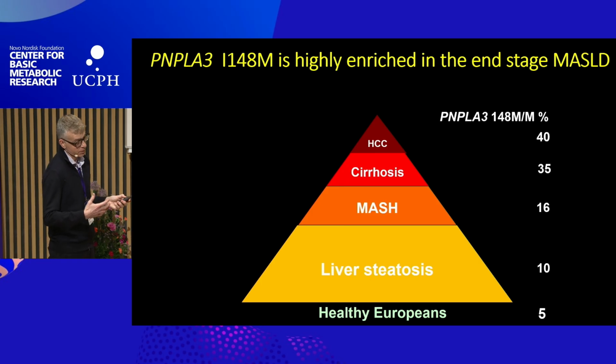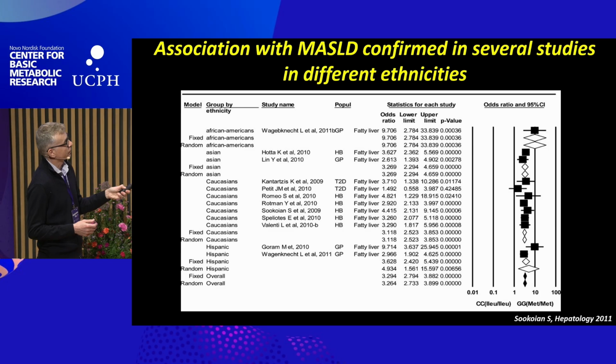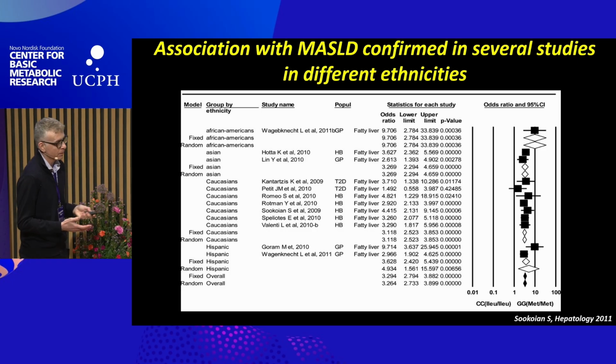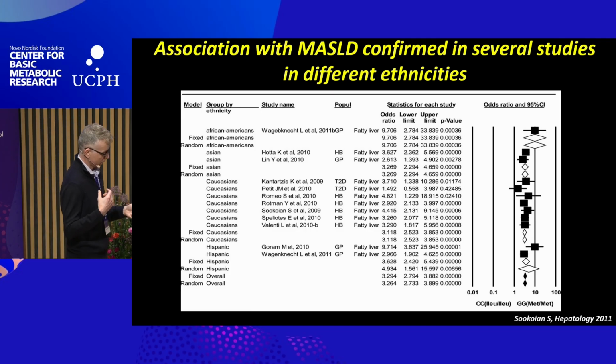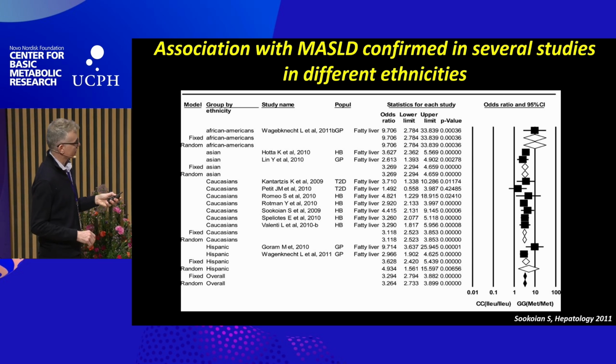And this gives you very large odds ratios for the disease. You see it goes from almost 10 here in these studies, to 4, 3, and these are odds ratios that are very large for a common variant. I mean, this is very unique in the genetic architecture of common disease. If you look at diabetes, obesity, we're talking about 1.2, 1.3 odds ratios. So it's a very special situation for the disease.